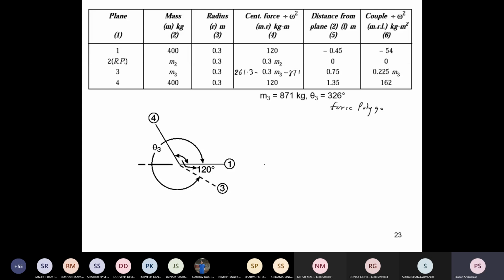Okay, so one by one we are going to construct the force polygon. Starting with 1, the force is in the same direction as the mass, so there is no question of taking that in the opposite direction. So this will be O, and O1 is directed radially outwards. This is my vector, F1, which is 120. This is O1.